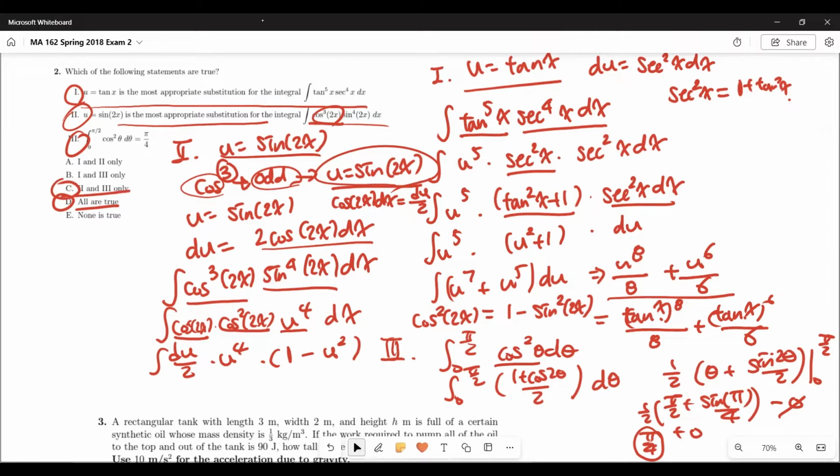So whatever you prefer for the number 1, if you think u equals tangent x is the most appropriate, there you go. If you don't think so, then it's also right. So it's both C and D for this question.